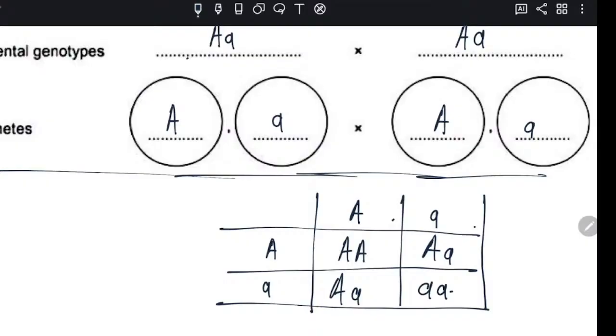3 red fruits, you can see them. This one is obviously red because the dominant is there. This one is red, the dominant is there. This one is red, the dominant is there. This one is yellow because there is no dominant.